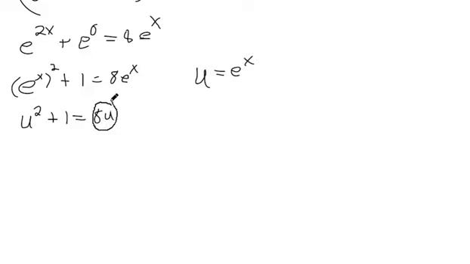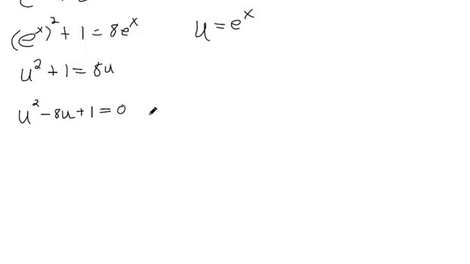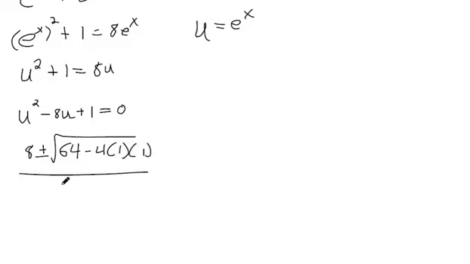We can subtract that 8u from both sides and set it equal to 0, because that's how we usually solve quadratics. We set them equal to 0. Okay, so subtract that 8u from both sides. And now that we know it's quadratic, we can plug the coefficients into the quadratic formula. This is a 1 for a, this is a negative 8 for b, this is a 1 for c. So it's negative b plus or minus the square root of b squared, so it's going to be 64, minus 4 times a times c, which is 1, all over 2 times a.